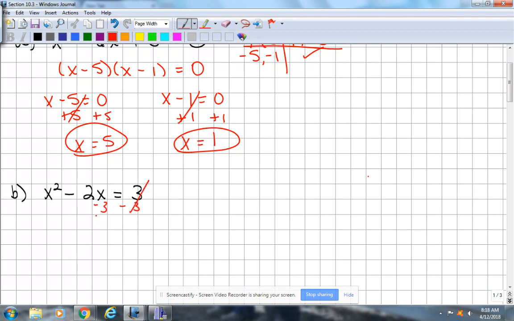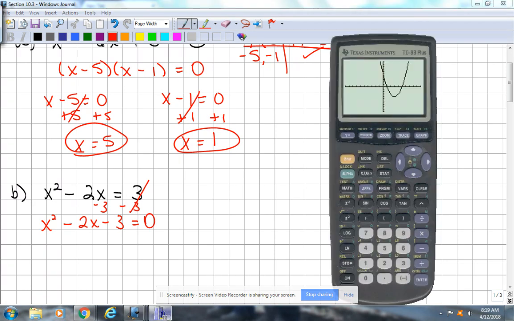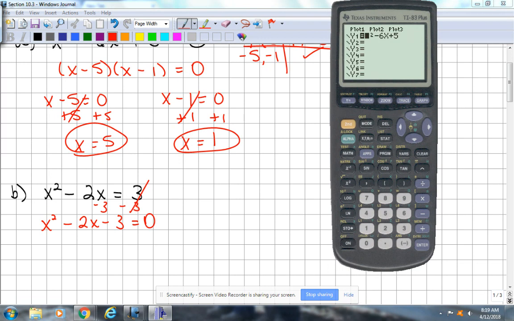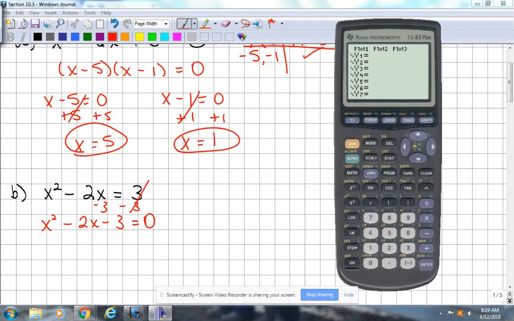Now make sure that your polynomial is in decreasing order. X squared minus 2x minus 3, and then you put equals 0. So you have to put it wherever you need to, to get it in order from x squared to x to the constant. And then after you get it equal to 0, you turn on your calculator, go to y equals. Hit clear. Get it back to a blank slate.